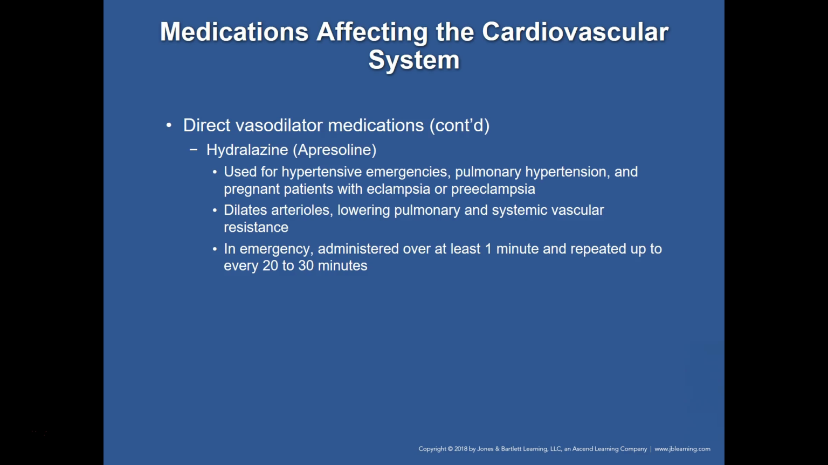Apresoline is used in hypertensive emergencies, for pulmonary hypertension, in pregnant patients with eclampsia. It dilates arterioles, lowering pulmonary and systemic vascular resistance. It's administered over at least 1 minute and repeated up to every 20 to 30 minutes.